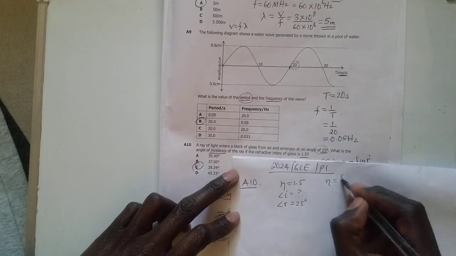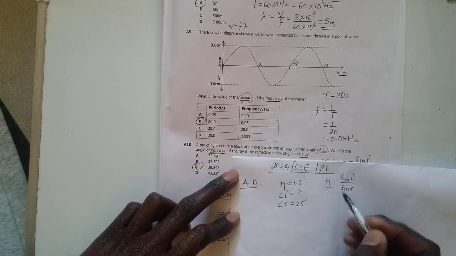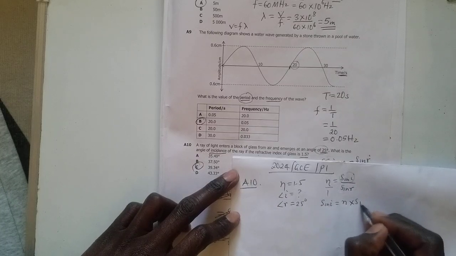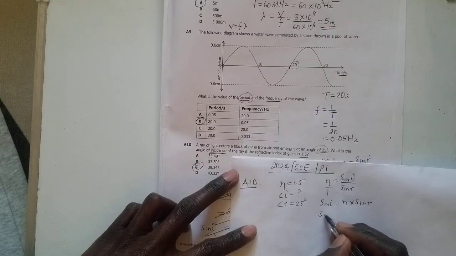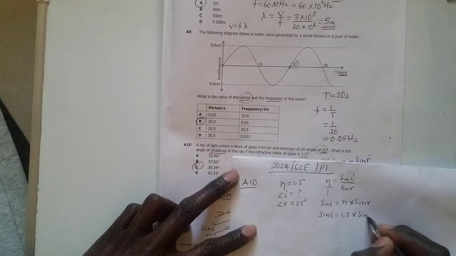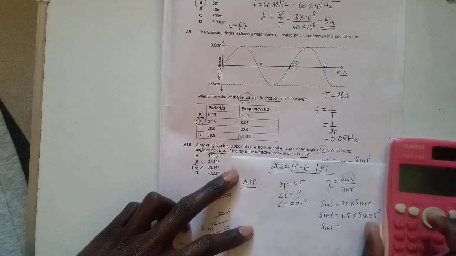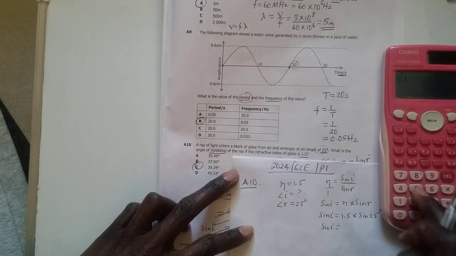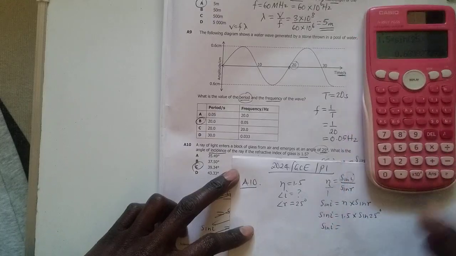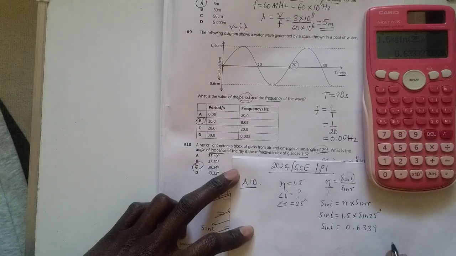The refractive index is equal to sine I over sine R, but you want to find I, so I can say over 1. So it will be sine I is equal to the refractive index multiplied by sine R. So sine I is 1.5 times sine 25 degrees. So when we multiply 1.5 by sine 25, that is giving us 0.6339. Let me just leave it to 4 decimal places.